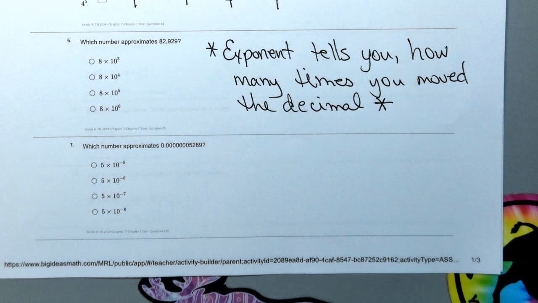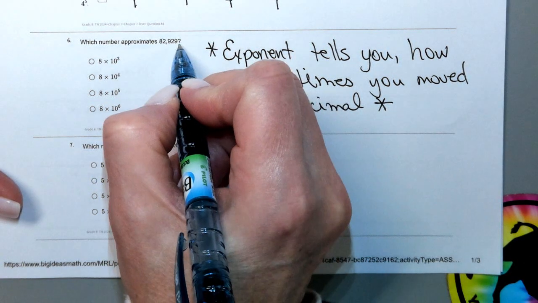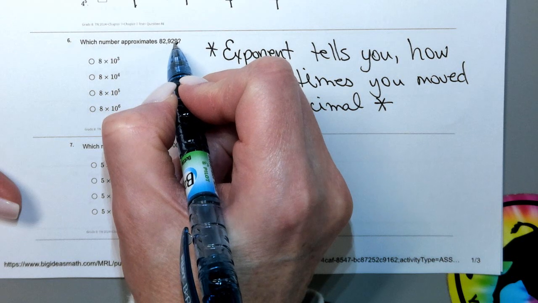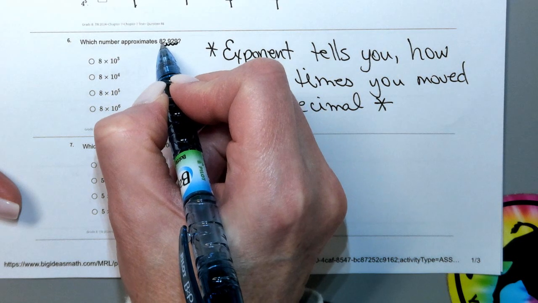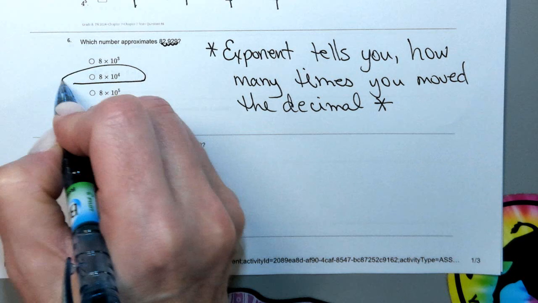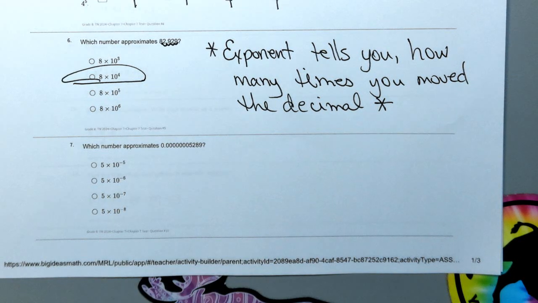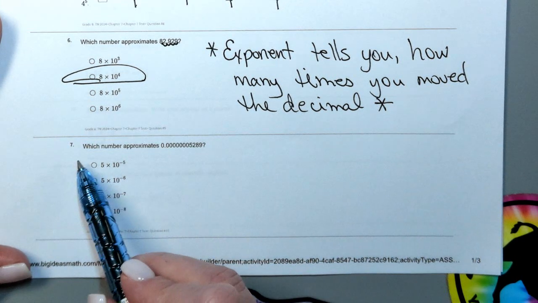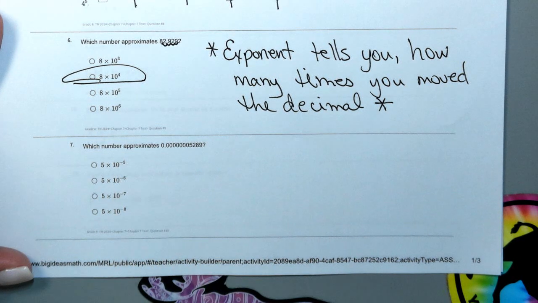So that it shows your place value. That's what that's talking about. So it started here and we moved it 1, 2, 3, 4 times. So 8 times 10 to the 4th. Okay. All right, number 7, we have which number approximates this.